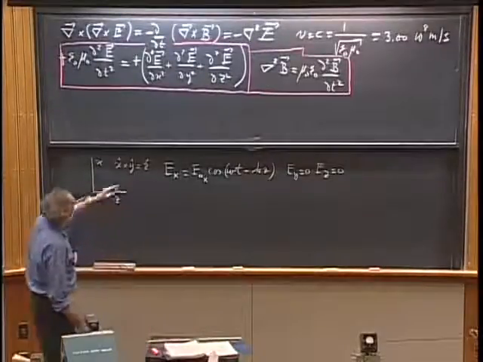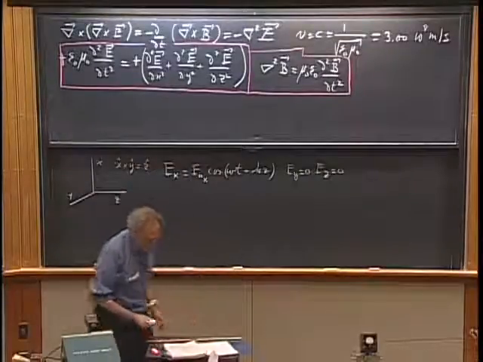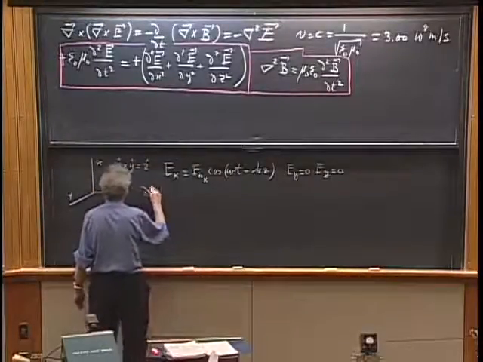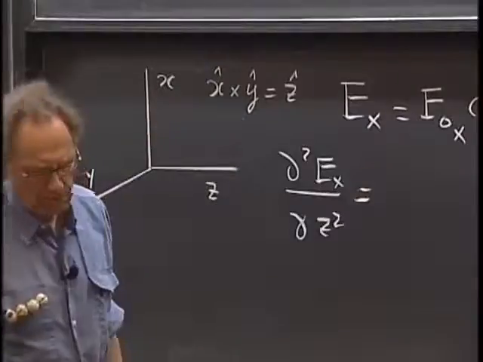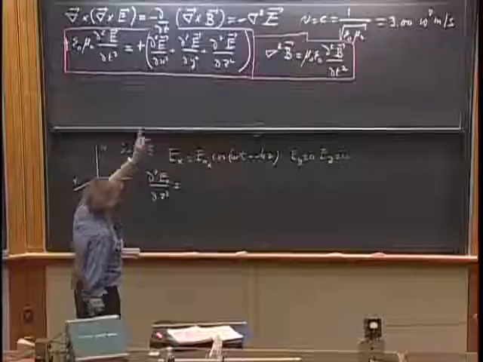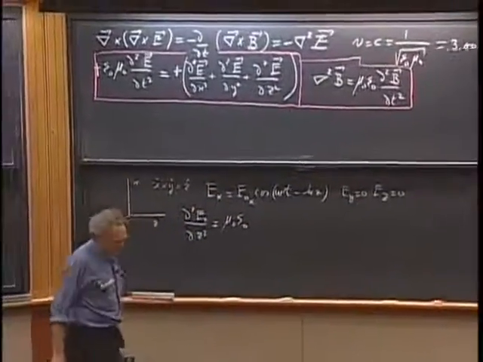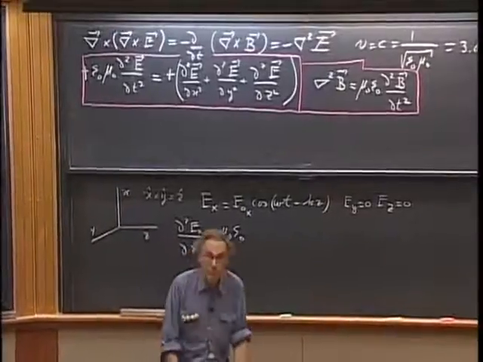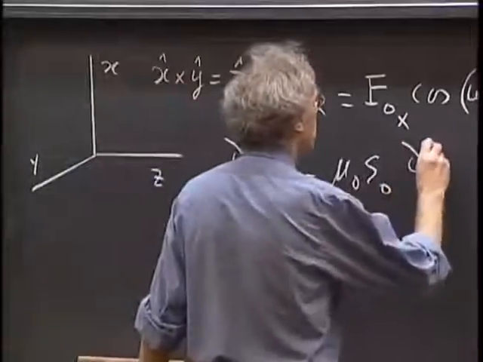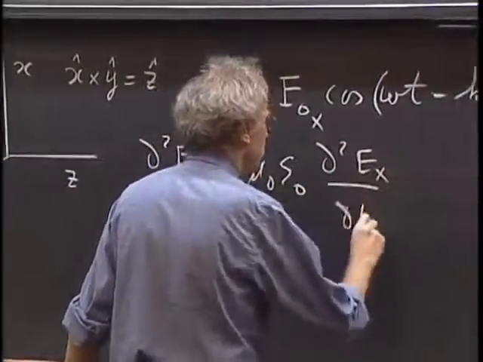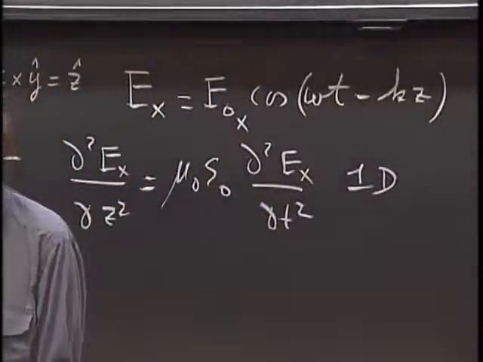Of the 9 terms that you have here, only one term survives, and that is d2Ex dz squared. And that then becomes mu 0 times epsilon 0. And when you take the d2E dt squared, only one term survives, because there is no EY, there is no EZ, and so this now becomes d2Ex dt squared. So this is now a one-dimensional wave equation. I started easy.